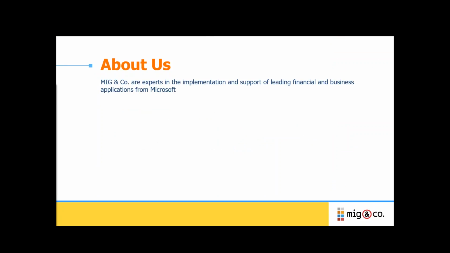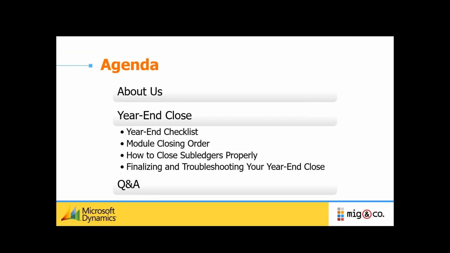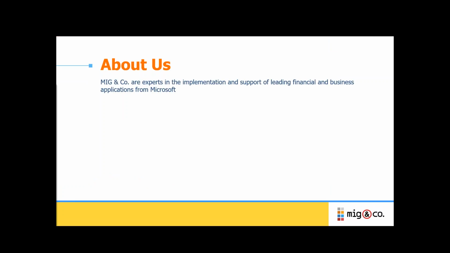Great. Okay, so we'll go over our agenda. I think if you go back, Agustina, can you go back to? Great, thank you. So we're going to go over the year-end close. Then we'll have a year-end checklist. We have a module closing order. Then we'll discuss how to close subledgers properly. And then finally, we'll have troubleshooting your year-end close. And of course, we'll have a Q&A session after that.